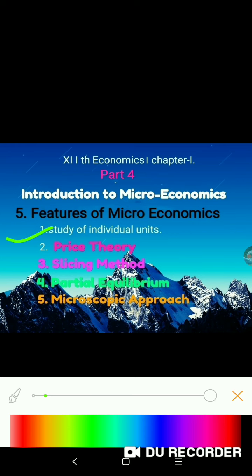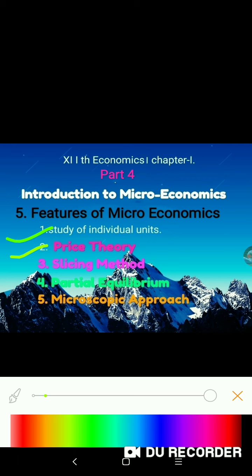Macroeconomics is the study of behavior of small individual economic units, like particular households, individual firms, individual prices, etc. The second point, price theory. Microeconomics is called price theory because it is primarily concerned with determination of prices of goods and factors of production.